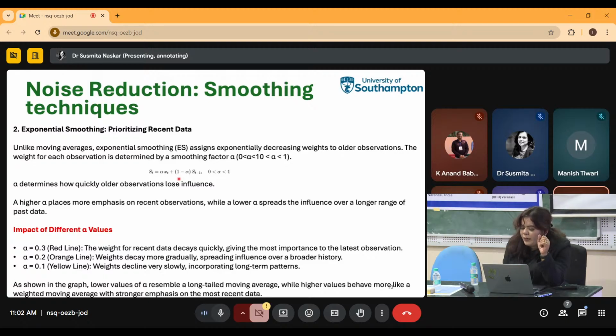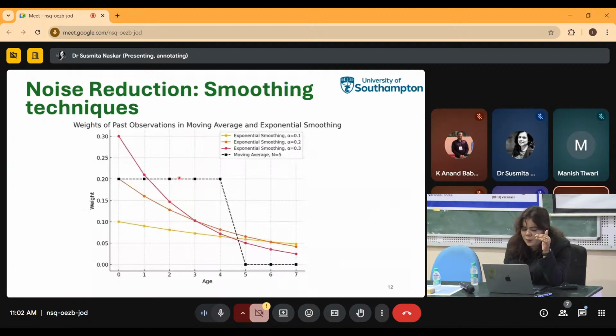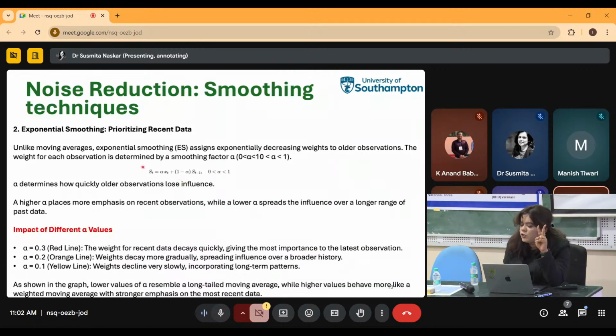And this gives geometrically decaying weights on the past, okay? So there is no hard cutoff like a moving average. This one basically depends on two things: first is the latest observation and second is the previous smoothed value. These are the two things we need to be careful about. And why do we use that? More recent data counts more, and older data never fully disappears, right?